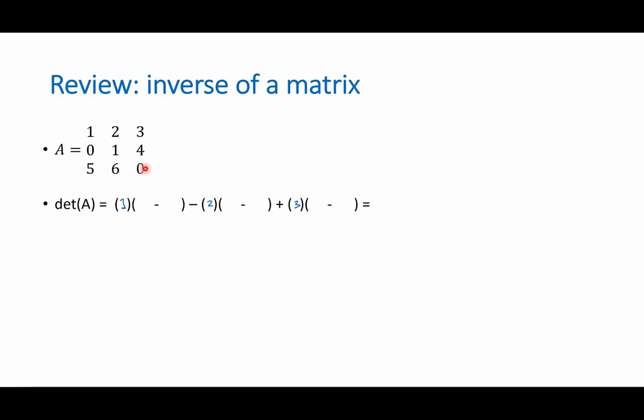This is 1 times 0 minus 4 times 6. Next, minus 2. So now I ignore this row and this column. I have a 2 by 2 matrix whose columns are this one and this one. So 0 minus 20. Plus 3, ignore this column and this row. 0 times 6 minus 1 times 5. Let's do that.